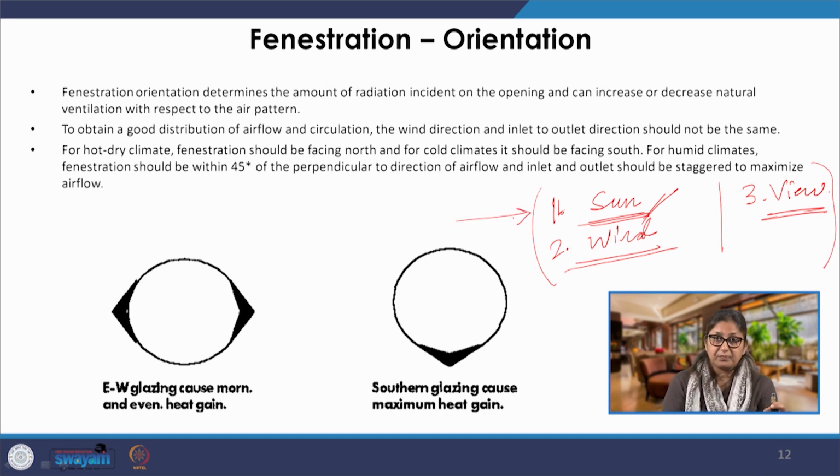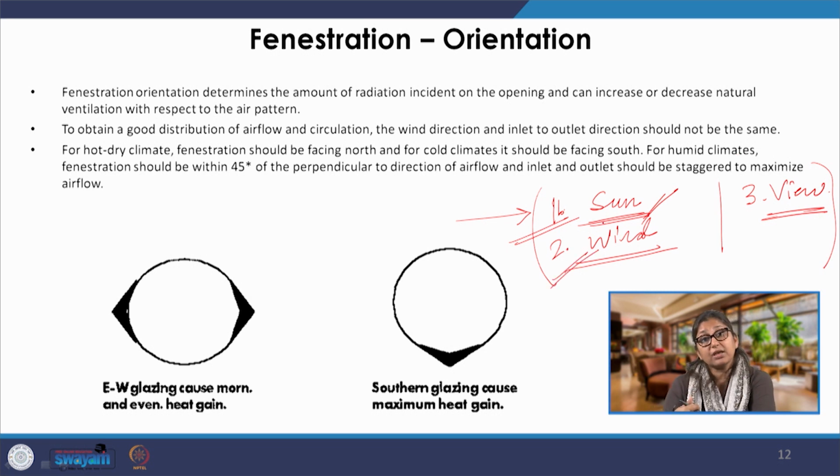A south window in the tropical climate of India, in the northern hemisphere, with a small projection will not bring in sun, but the east window and the west window will bring in sun in the morning and evening respectively. So, we have to choose which orientation to provide if we want to bring in sun or if we want to cut off sun. The second is wind.